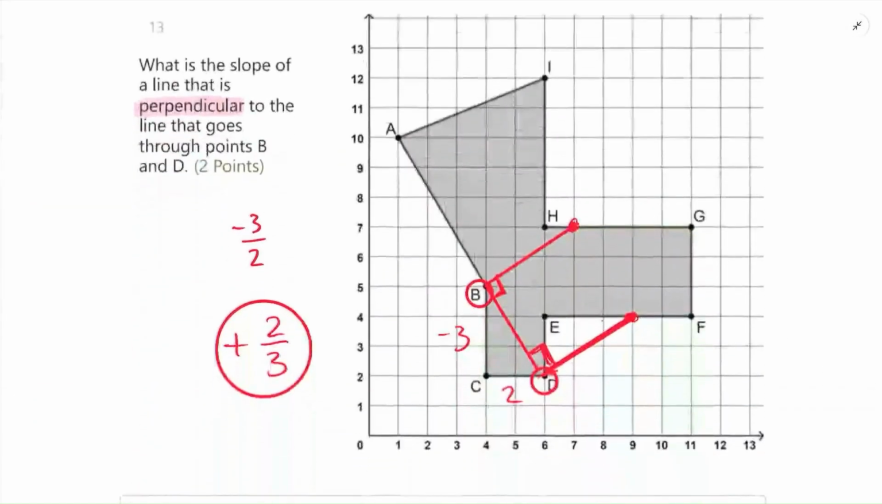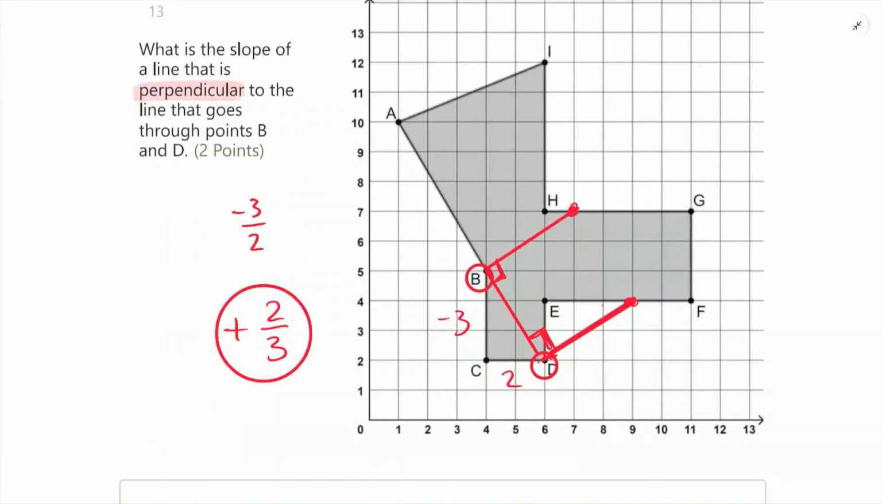13. What is the slope of the line that is perpendicular to the line that goes through B and D? So you can see I've highlighted the B and D, right? I've got these 2 points. And now that I'm considering point B and point D, I created a slope triangle for that. And you can see from B to D, I went down 3 to the right 2. So the slope of BD is negative 3/2. And to get the slope of a line perpendicular to that, it's opposite in sign and reciprocal. So it was negative, it becomes positive. It was 3/2, it becomes 2/3.